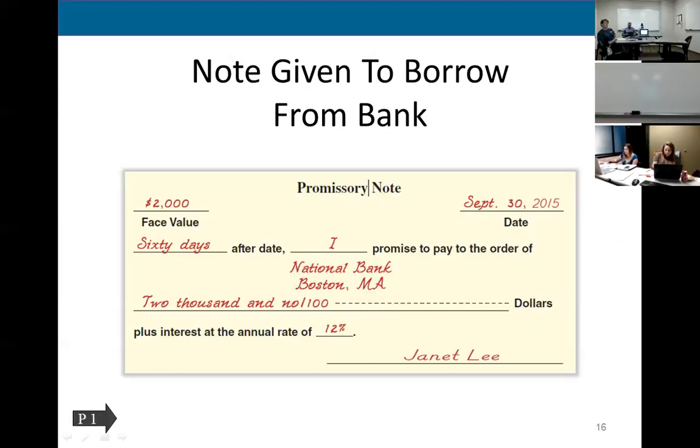This is the bank's record. And again, this is signed as a way to, if Janet defaulted or did not make a payment, again, this is the bank's record that would be presented in any type of legal proceeding or any type of recovery proceeding.